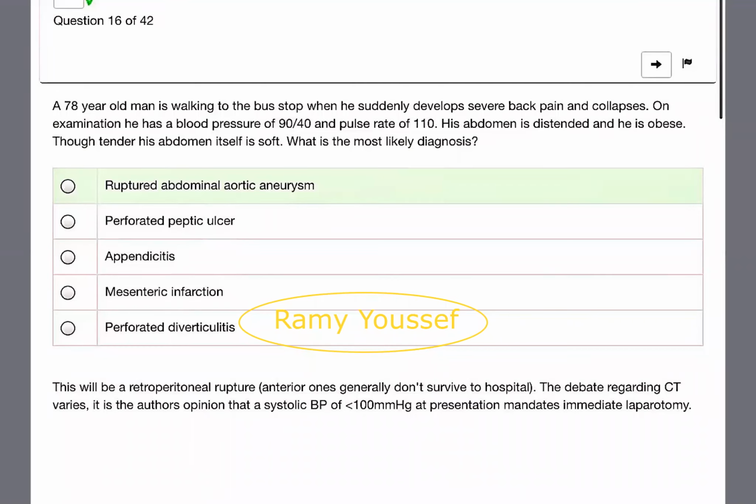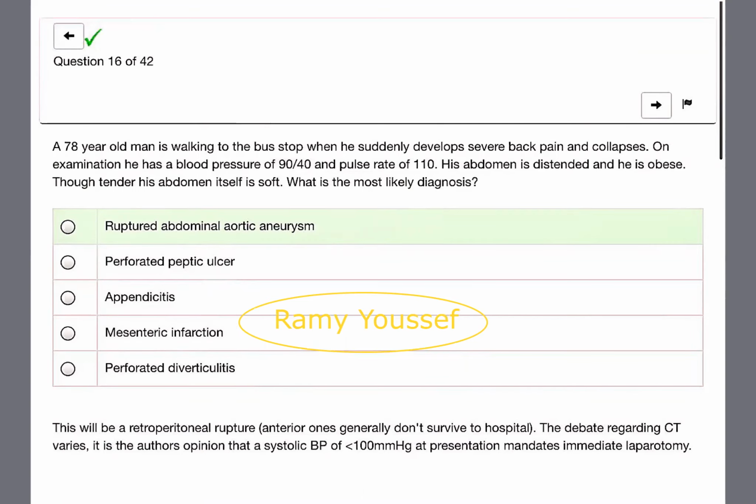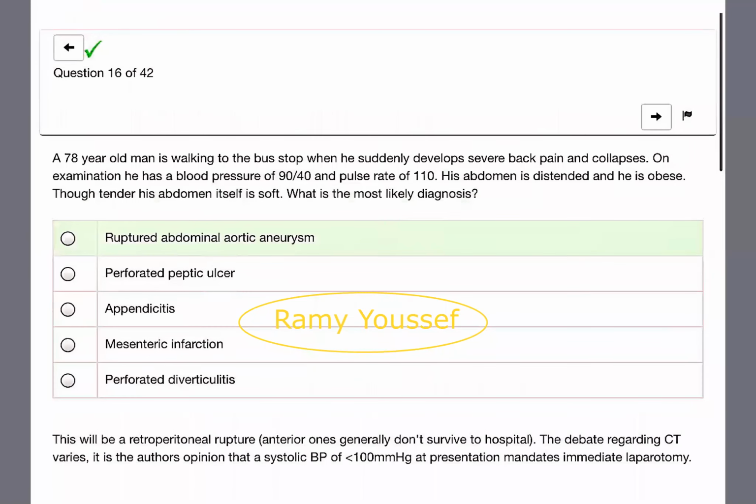I think we discussed this before. Anyone remember other causes of back pain, of abdominal cause? Pancreatitis. Pyelonephritis. Perfect. Pancreatitis, exactly. Acute pancreatitis is the most common. Sometimes renal colic also as well. Renal colic gives back pain.